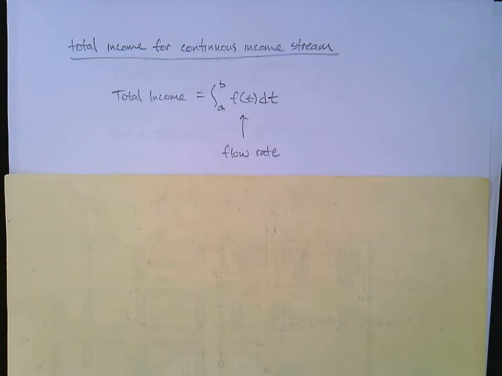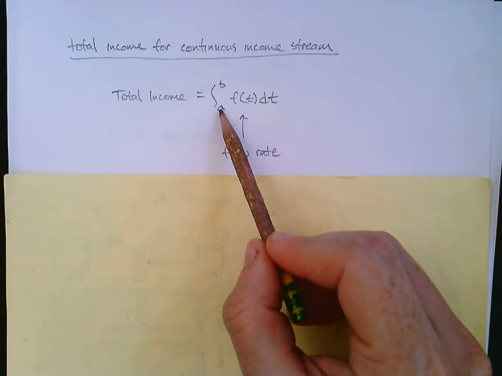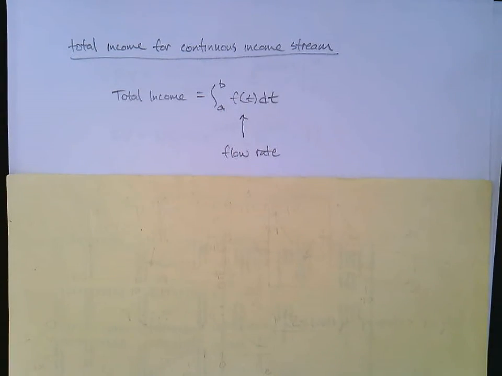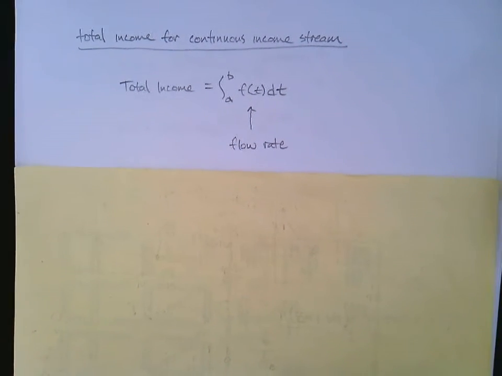Okay, so what are we going to do? So the total income. Think of your income stream as happening from a starting time to an ending time. Between these two times, how much total income is it? The total income would be the integral from your starting time A to your ending time B of your flow rate, f of t dt. We got all these words that sound like water, right? The income stream, the flow rate for your income, it's just pouring in.